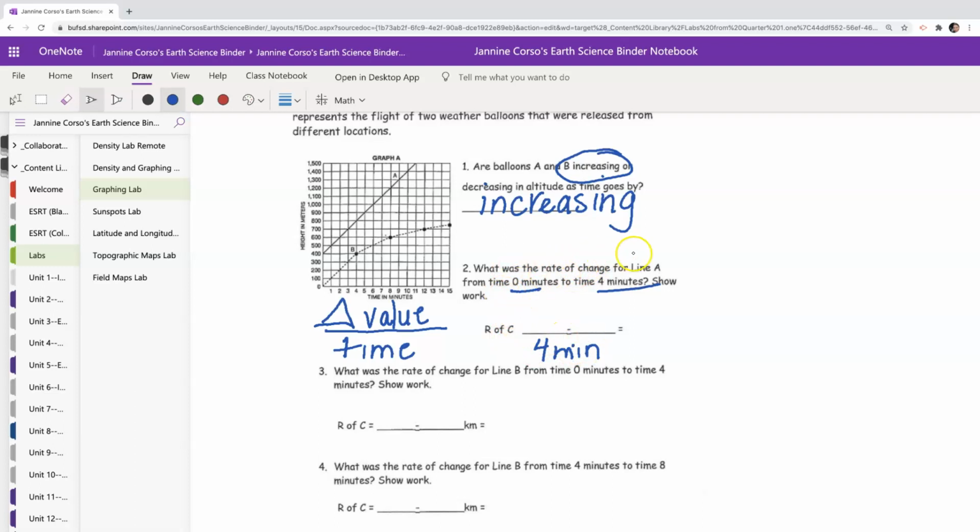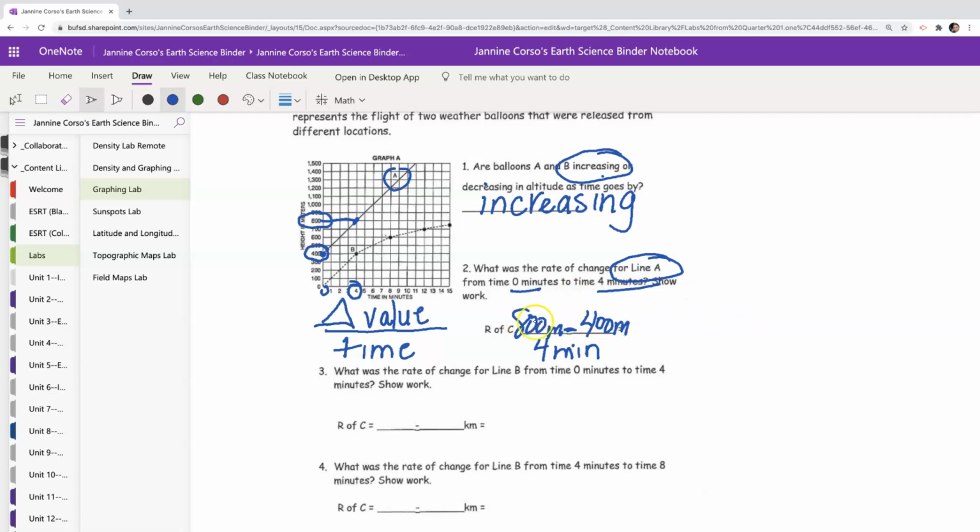Now what was changing? The height of the balloon represented by line A. So I'm going up to the one that says A. And I'm going to start at the 0 minute. 0 minute is here. And I'm going to go up to the line. And it started at 400. So 400 meters is going to be one of my values. My second value is going to be for the 4th minute. And I got to go up to line A again. And I find out that it was at 800. So here are my 2 values. I've got a difference of 800 meters minus 400 meters.